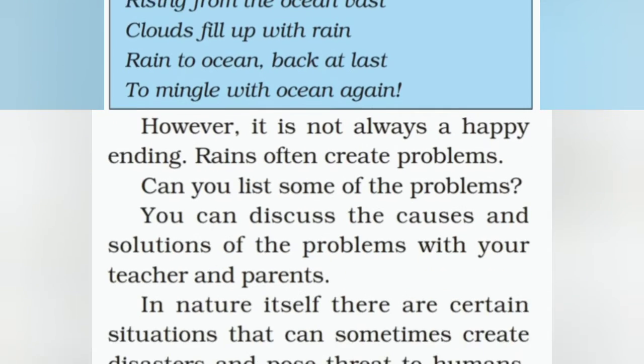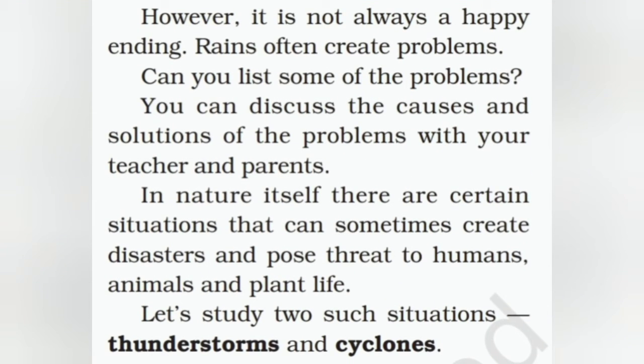However, it is not always a happy ending. Rains often create problems. Can you list some of the problems? You can discuss the causes and solutions of the problems with your teacher and parents. In nature itself, there are certain situations that can sometimes create disasters and pose threat to humans, animals, and plant life. Let's study two such situations: thunderstorms and cyclones.